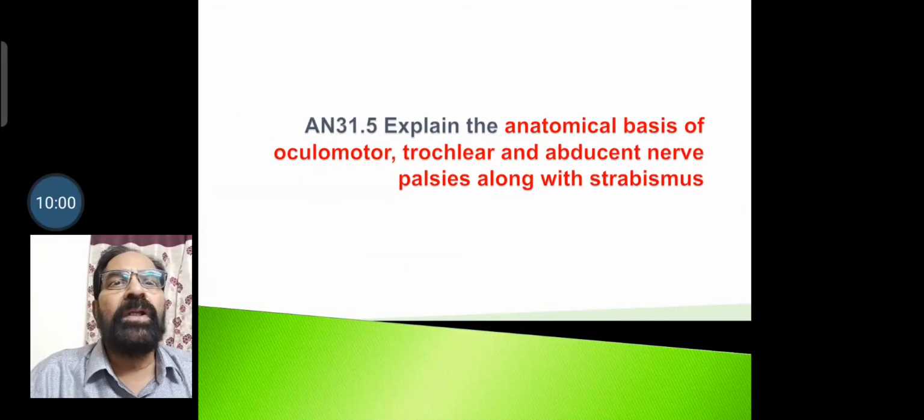Then we go on to another competency, that is anatomical basis of oculomotor, trochlear and abducens nerves paralysis along with strabismus. Strabismus is a squint which occurs due to paralysis of one of these nerves, that is it can be oculomotor, trochlear or abducens.